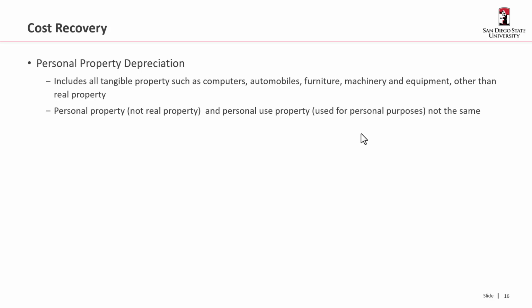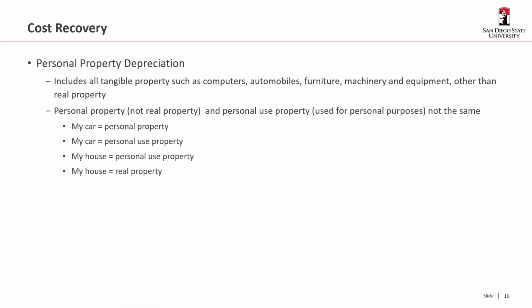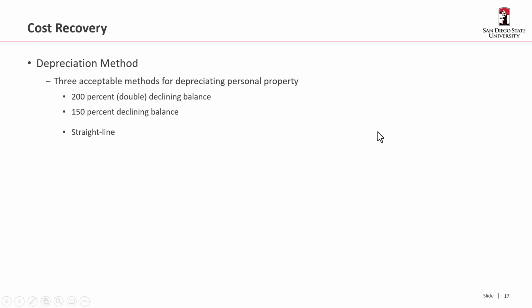Personal use property is not even depreciable. So my car is personal property. And because I use it only for a commute and I don't use it for business, it's also personal use property. My house is personal use property as well. But my house is also real property. An office building, right? I sit in Student Services East. That's real property, but it's not personal use property. That's business property and would be depreciable.